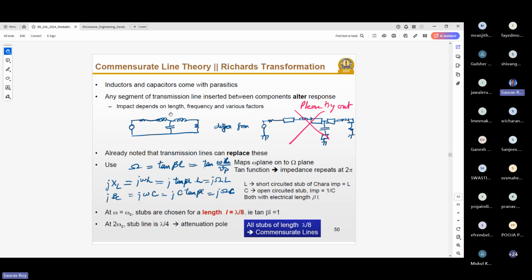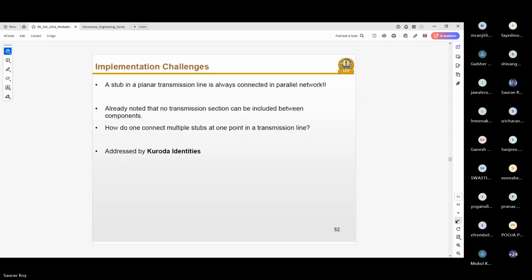We can use a shunt stub though. Here you see the capacitor we can easily replace, because you can put the ground or open circuit, but the series one we cannot do. So what is the solution there? That is addressed by something called Kuroda identities.